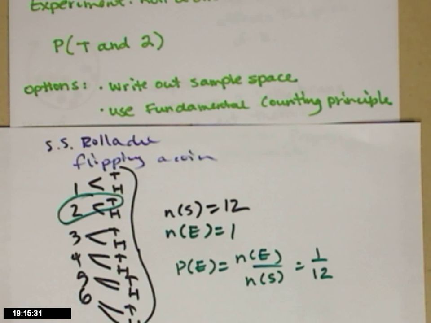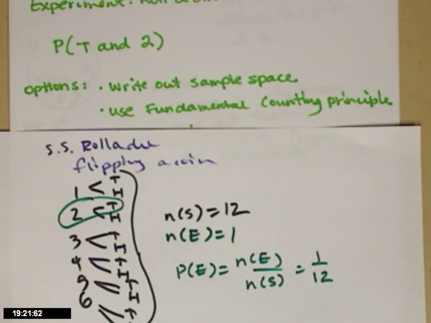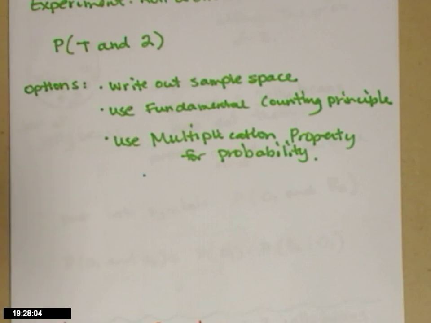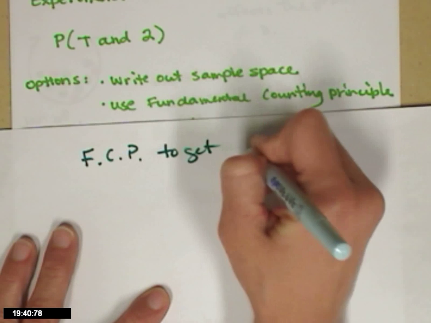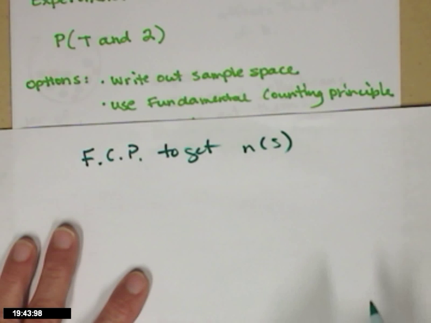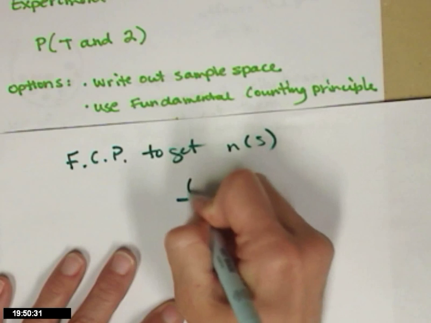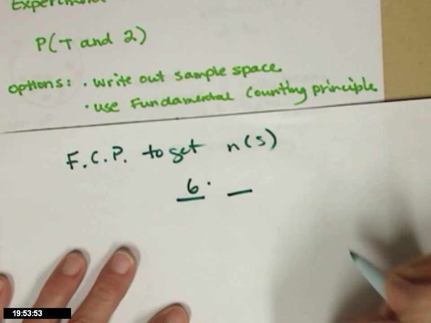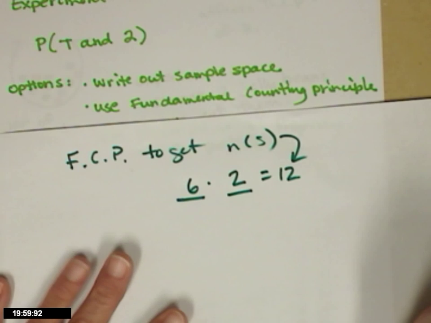Okay. Maybe we want to use the fundamental counting principle. Maybe you loved the counting chapters so much, you want to go ahead and show off your skills there. So let me bring in a new piece of paper. The fundamental counting principle will give us the number in our sample space. So how many ways can I have an outcome on the die? 6. And how many things can happen with the coin? 2. 6 times 2 is 12, so this gives me the n of S.